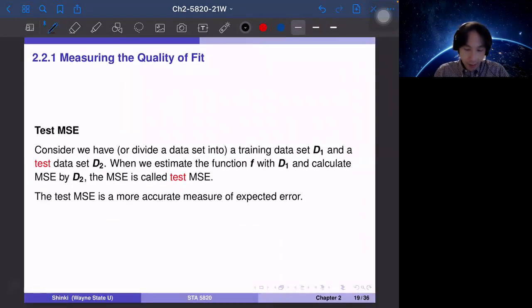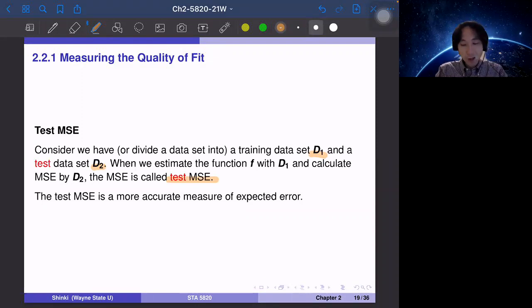Yeah, and the test MSE: we have the training set and the test set, and we only use the training set to fit the curve. Then we use the test set to evaluate MSE. So the MSE for the test set is called the test MSE. So test MSE is a more accurate measure of expected error.